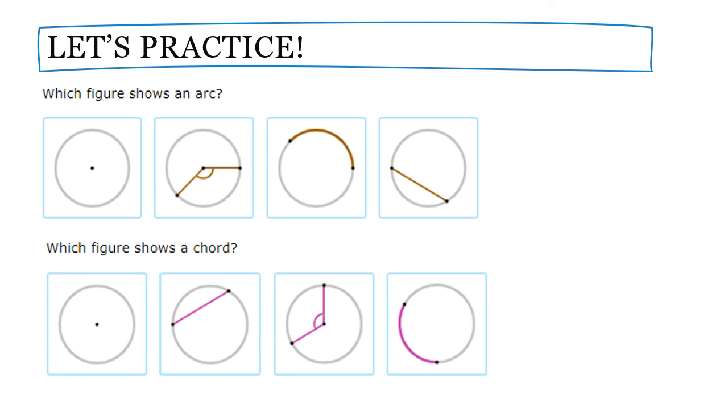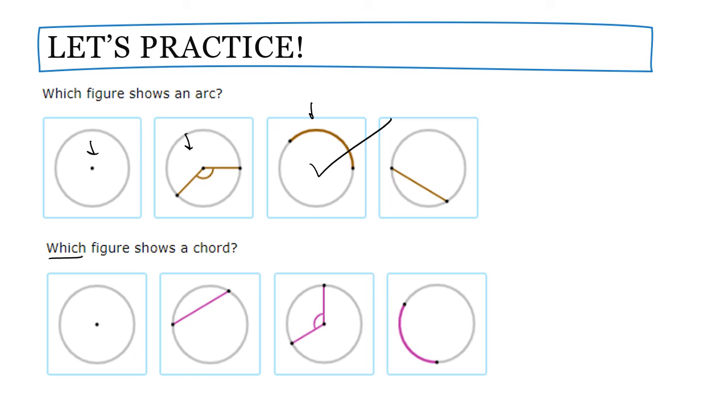Let's practice some example questions. Which of these figures shows an arc? So this first one here is just the center. The second one is an inscribed or central angle. Third one is an arc, and the fourth one is a chord. So we know our answer is the third one.